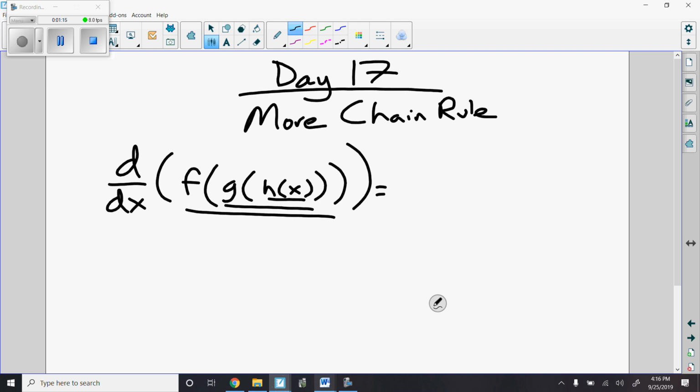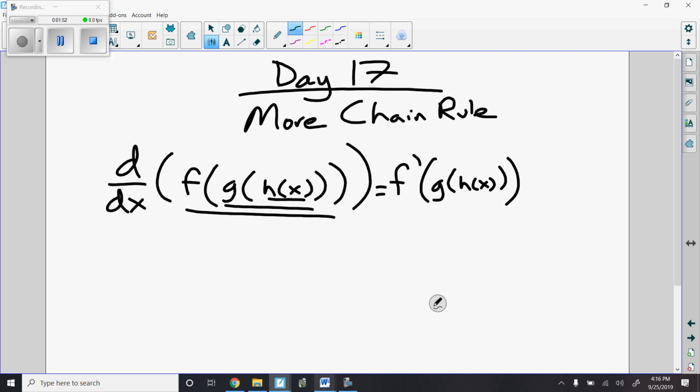And I think, okay, what's the outermost function here? Well, the outermost function is f, so I'm just going to do the derivative of the outside with respect to the inside. Same as usual, right? So I have f prime of the inner function, g of h of x. But the chain rule also says I need to tack on the derivative of the inside. But when I go to do the derivative of the inside, I have another function within a function. I have another composition of two functions.